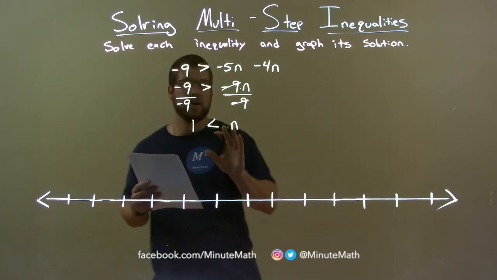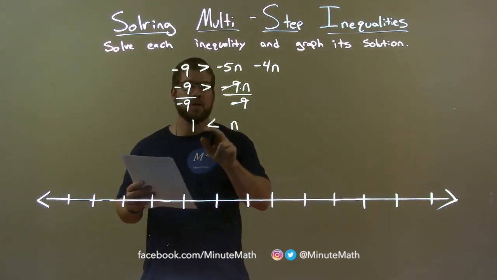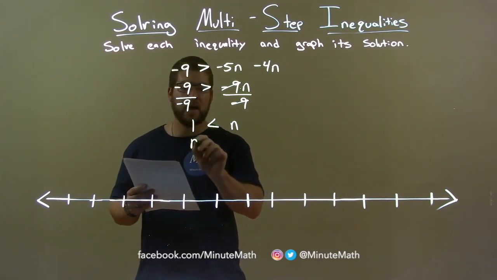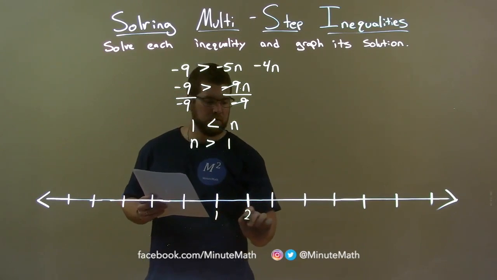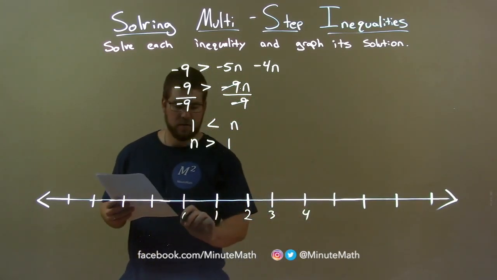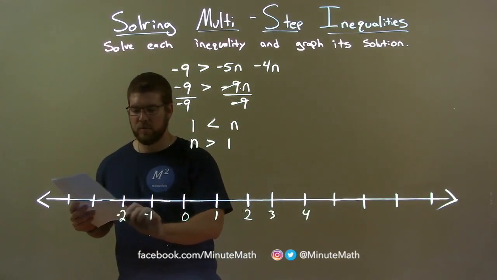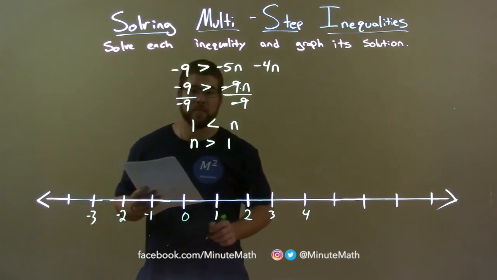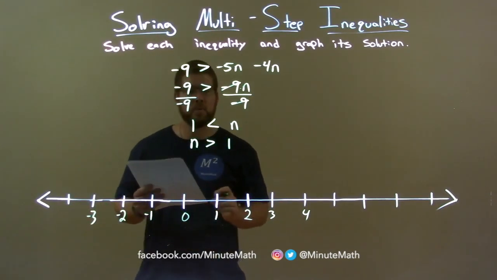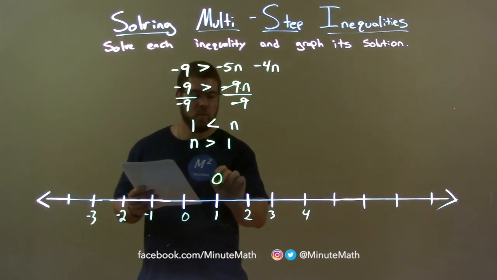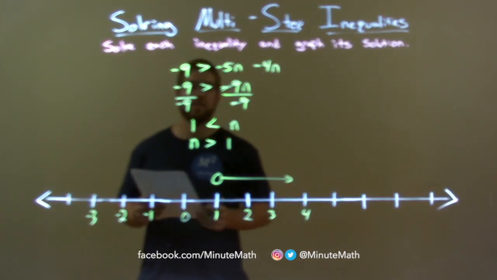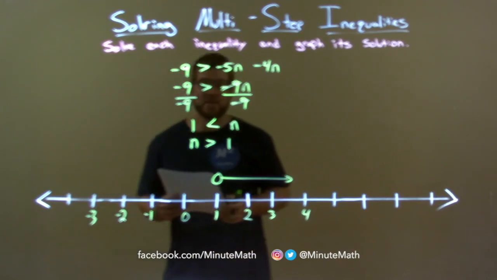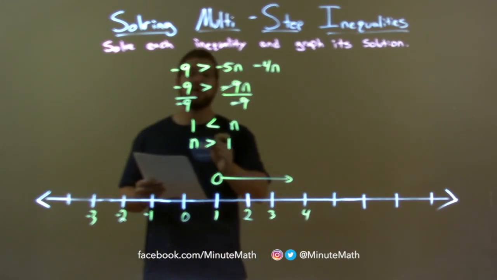We can rewrite this and flip it around, because 1 is less than n is the same thing as n is greater than 1. So let's graph this. 1, 2, 3, 4, 0, negative 1, negative 2, negative 3. n is not equal to 1, so we have an open circle at 1. n is greater than 1, arrow goes to the right, and there we have it. Our graph matches our final answer, n is greater than 1.